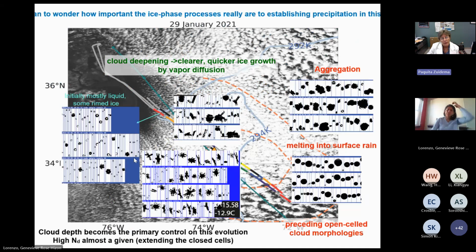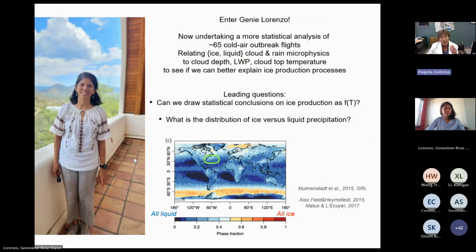Okay, but I did have this nagging feeling: does this ice really matter for developing the precipitation? Or is it really more that you just need a lot of liquid water path, and then nature is just going to find a way to rain and produce cold pools and break up the clouds? Next slide.